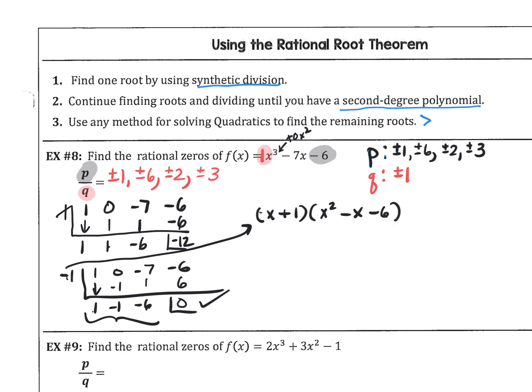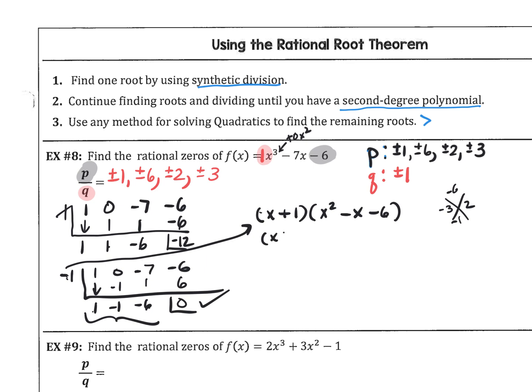Now, remember what it says? Find one root. We did that. Continue until we have a second degree polynomial. Do we have a second degree polynomial? Now it says factor if you can. Can we factor x squared minus x minus 6? Well, let's go over here and see. Negative 6 in the top, negative 1 in the bottom. 2 factors that multiply to give me negative 6 that add up to negative 1. Negative 3, positive 2, right?